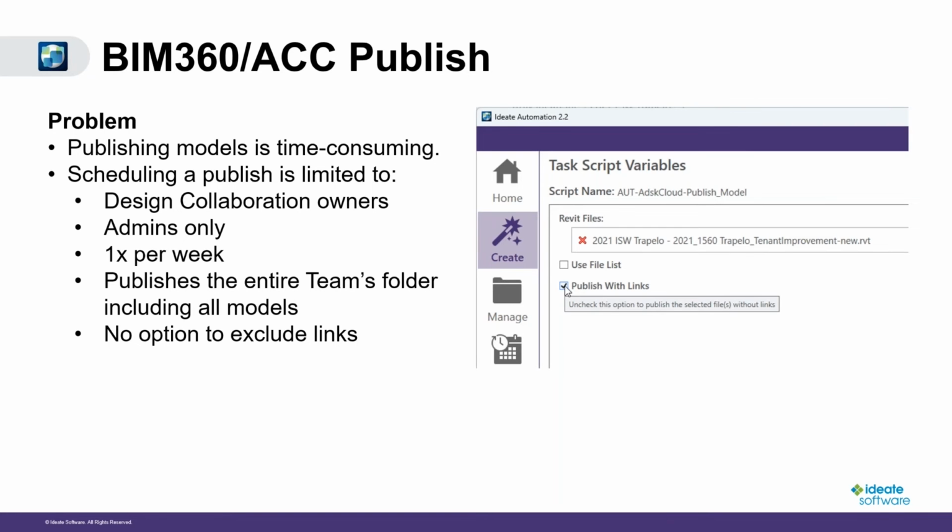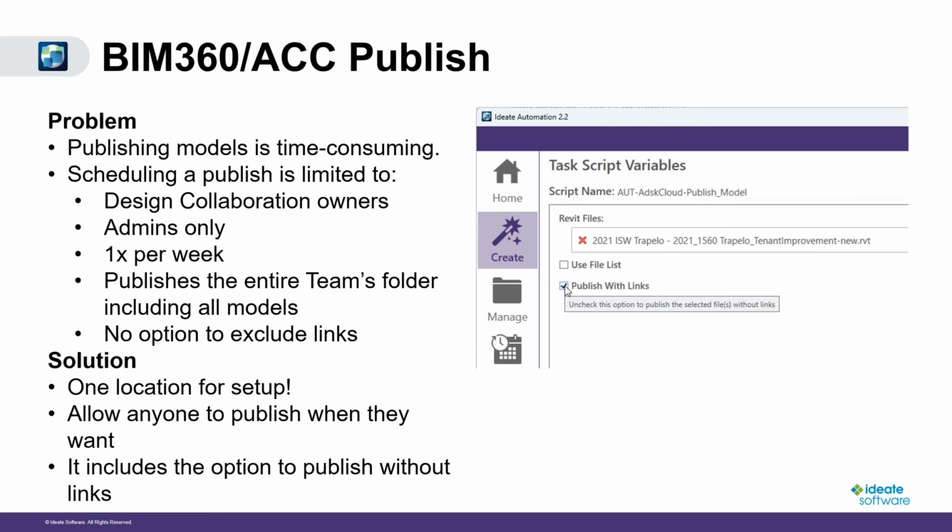Okay, so the next workflow that I want to talk about is publishing to BIM 360 and ACC. So we know publishing is a time-consuming task. Scheduling is limited to design collaboration owners, admins only once a week, and it publishes the entire folder, including all the models that are in there, and there's no ability to actually exclude several links.